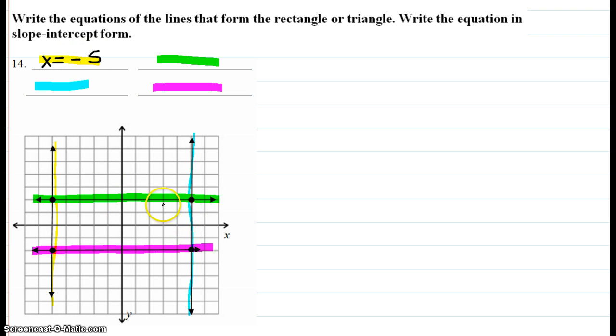The blue line is also vertical, so it's going to be x equals 1, 2, 3, 4, 5. So this is x equals 5. Now as we look at the green line, it touches the y at +2, and it touches the y down here at -2. So those are the 4 lines that make up that rectangle.